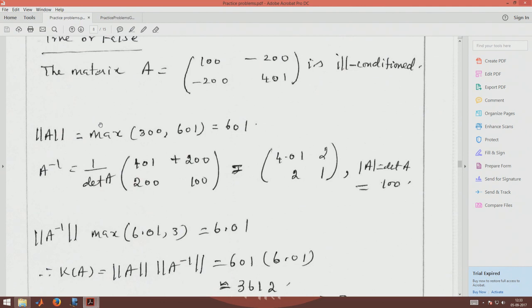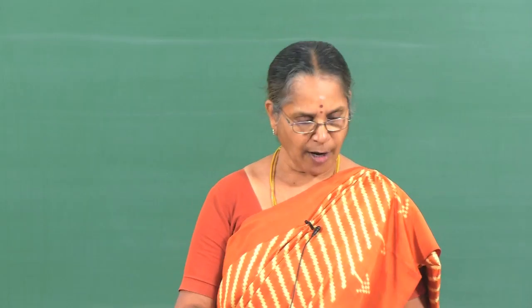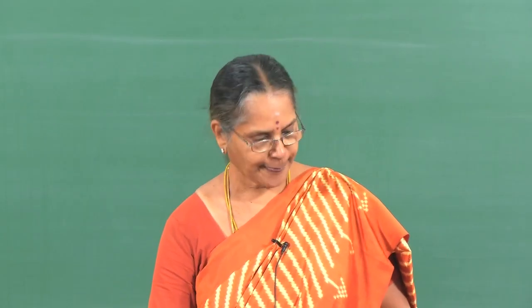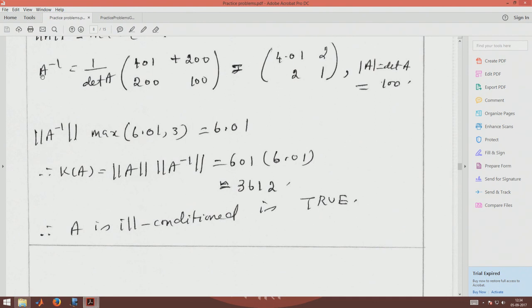So, I have it maximum of 100 plus modulus of minus 200, so 300, then modulus of minus 200 plus 401, that is 601. So, norm A is 601. So, with respect to the maximum column sum norm, norm A is 601. Now, I compute norm A inverse with respect to the maximum column sum.